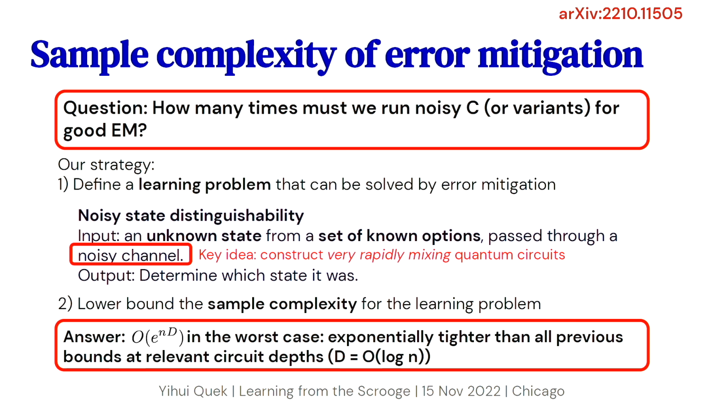Okay, so the key idea here is that we construct very rapidly mixing quantum circuits. Under noise, they rapidly converge to outputting the maximally mixed state.